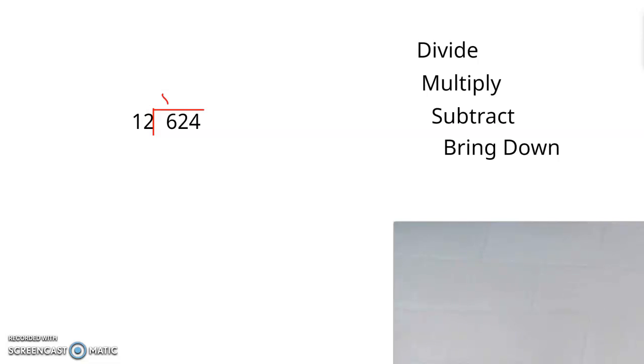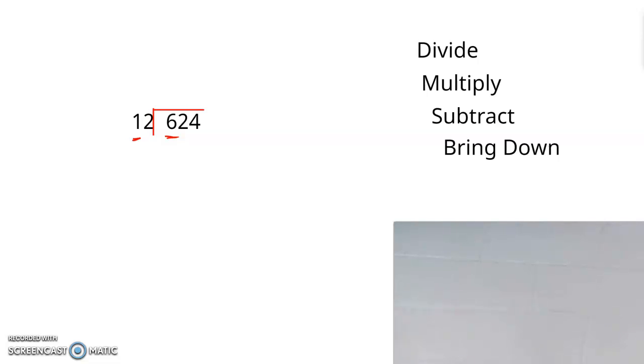Some people will put a little X above the 6 to keep track of it if you want to. That's kind of up to you. But what I'm going to do is divide 12 into 62. And if you don't know 12 times what equals 62, one thing I'll start with is I'll say, well, how many times does 1 go into 6? And sometimes that doesn't always get you there, but sometimes that'll give you a good place to start.